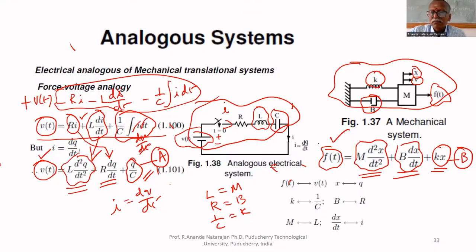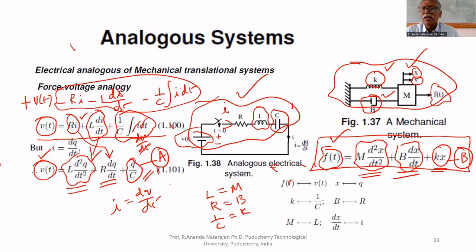This is the mechanical system. For this, the identical analogous electrical system is this: one inductor, one resistor, one capacitor. That's all. If you put all these things together, you will get this electrical analogous system. All connected in series. Only one loop.